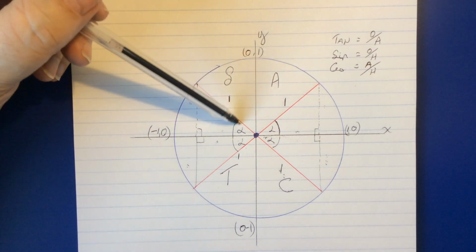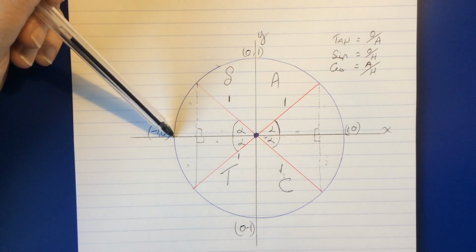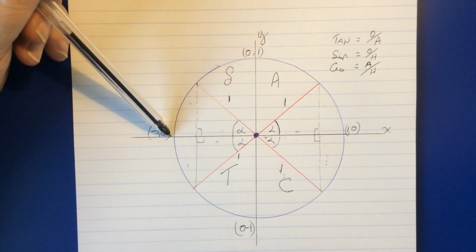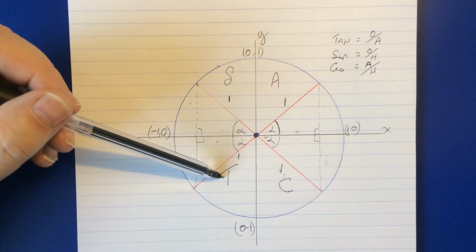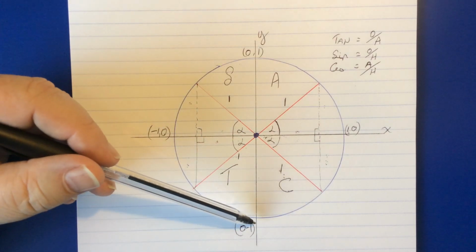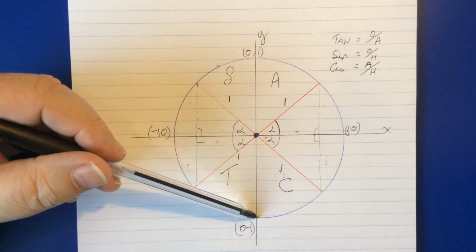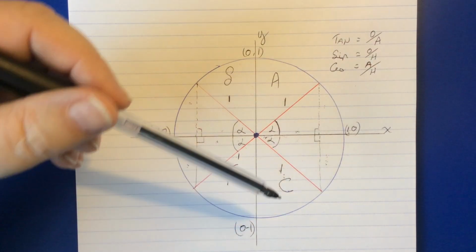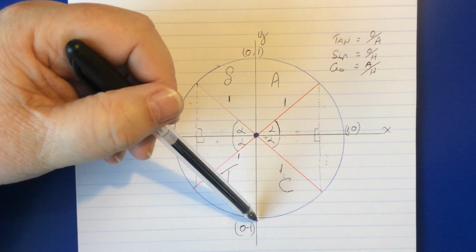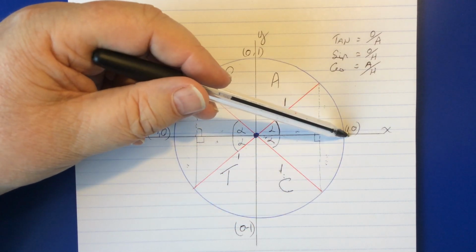Sines are the only thing that are positive here, between 90 and 180, or between pi on 2 and pi. Tangents are the only things that are positive here. This is between pi and 3 pi on 2, 270 degrees. And cosines are the only things that are positive here in the fourth quadrant, between 270 and 360 degrees, 3 pi on 2 and 2 pi.